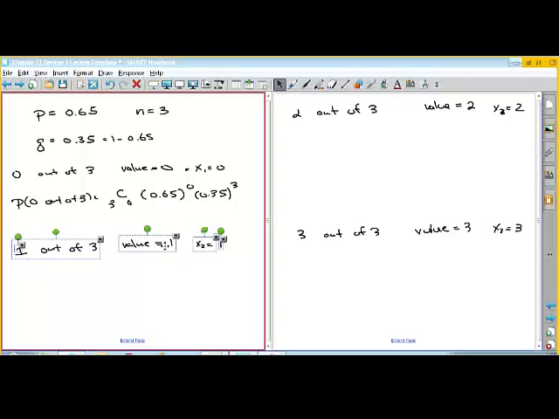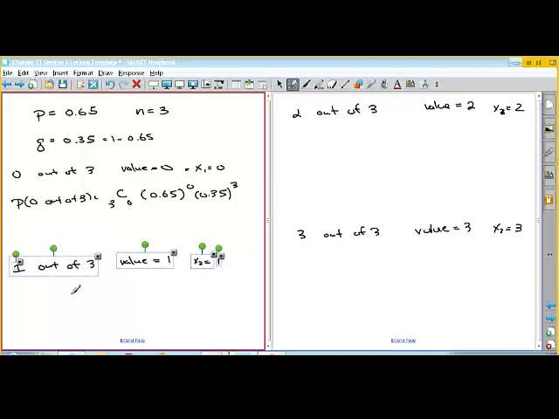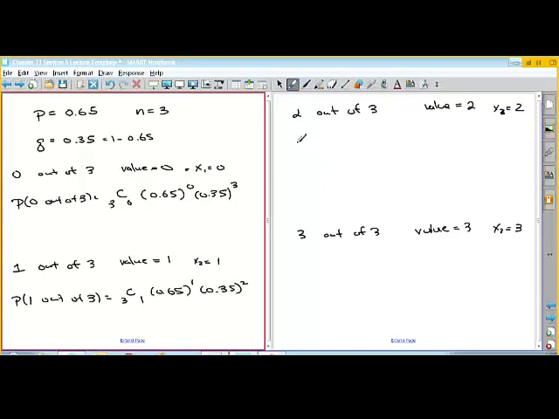Actually calculate the corresponding probabilities. Okay, in the second case, the probability of getting 1 out of 3 is you take a combination of 3 things taken 1 at a time. You take the probability of success raised to the first power, the probability of failure raised to the second power. So we increase this by 1, decrease that by 1.